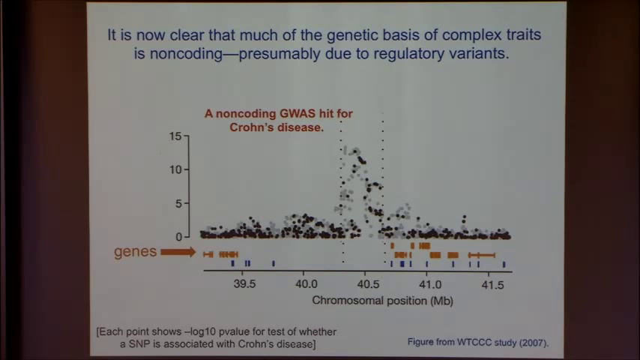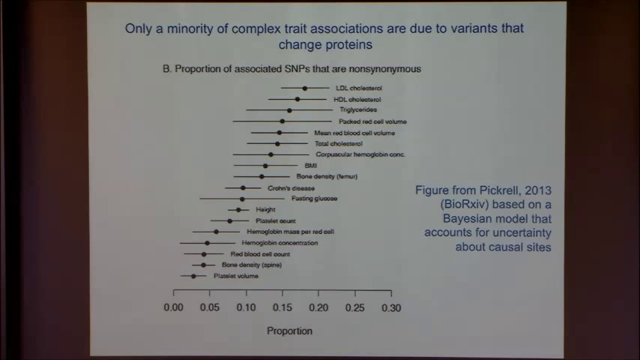And it turns out that this kind of example is very typical. Here's a figure from a very nice paper from Joe Pickrell, which was posted on bioRxiv at the end of last year, where he estimates the proportion of hits in genome-wide association studies that can be explained by non-synonymous sites, i.e. sites that are changing protein coding sequences. You can see for a bunch of different traits that the estimates range from something like 2 or 3% up to about 18 or 20%.